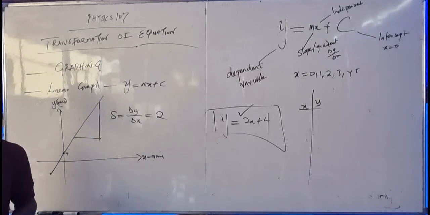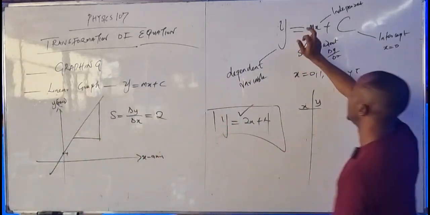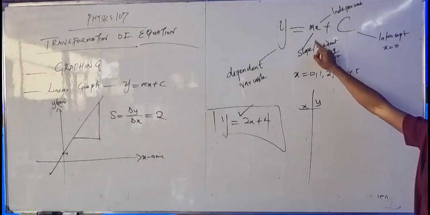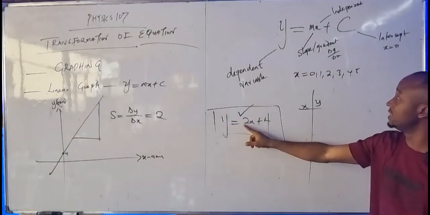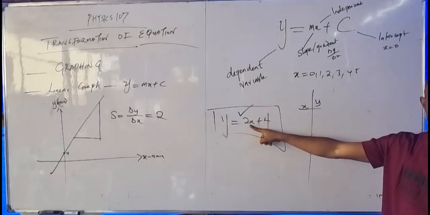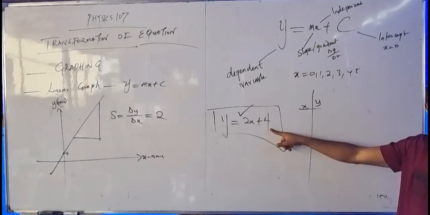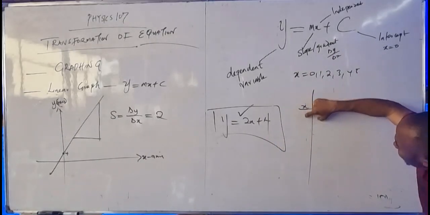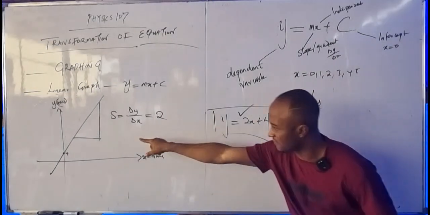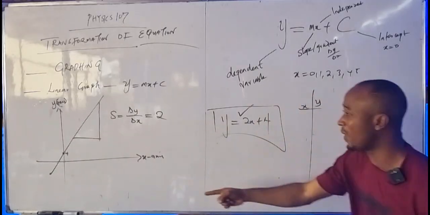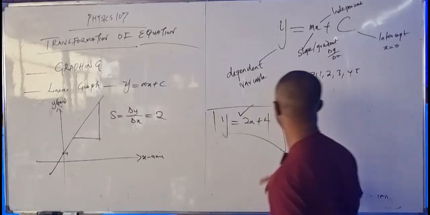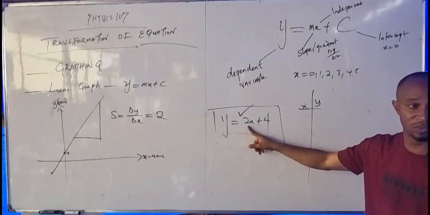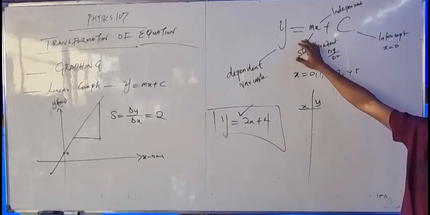You know why? The general form says y equals mx plus c. What's our slope here? m. When you compare this with this, it means my slope is 2. What's the intercept? 4. So when you get the actual values of x and y and plot this graph, it must meet the y-axis at 4. And when you find the slope of this graph, you must have 2 as your slope, because the general form is this.